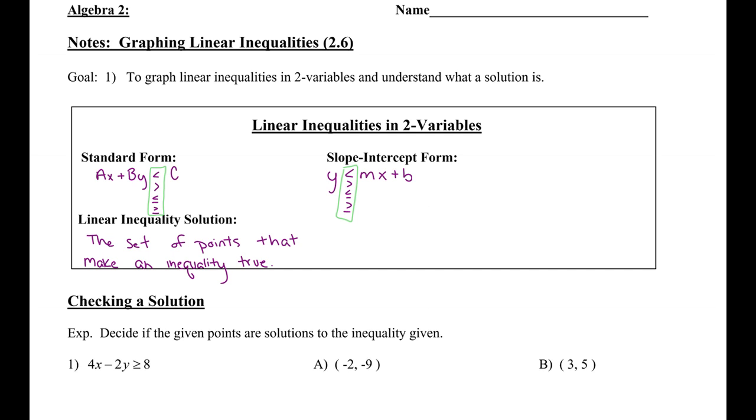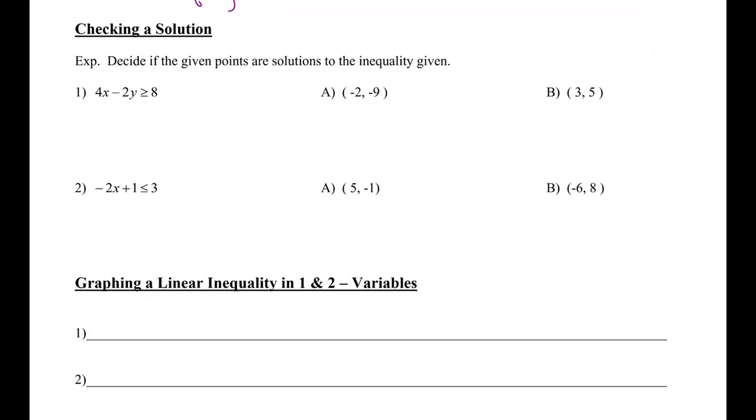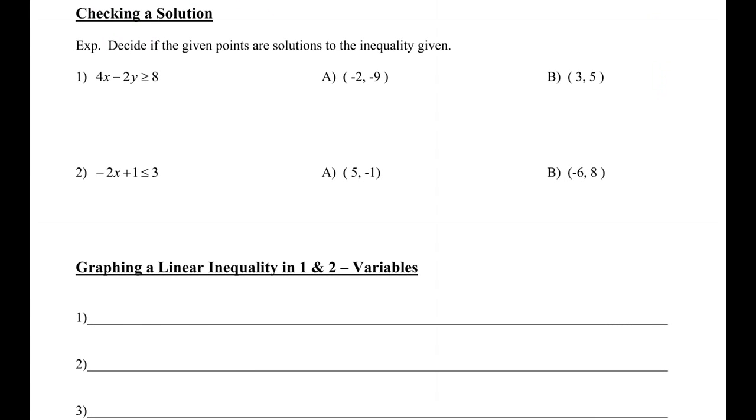Your solution for a linear inequality is a set of points that make an inequality true. So first, we're going to check and see if a set of points is a solution to a given inequality. So scroll down and look at example 1. We are going to decide if the given points are solutions to the inequality.